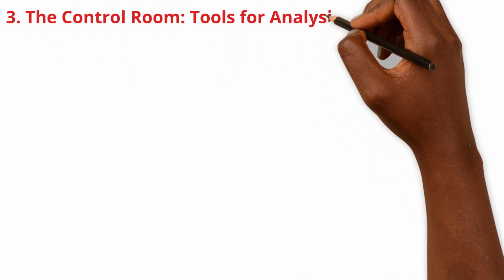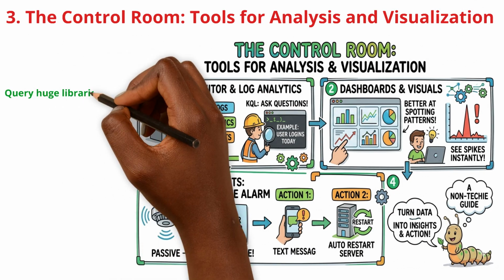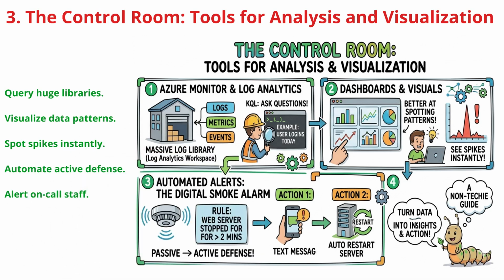Welcome to the control room, the heart of our cloud monitoring strategy. Collecting data is only the first step. The real magic happens when we turn those logs into action. First, we head to the Log Analytics workspace, a massive digital library where every signal is stored and ready for us to ask questions using KQL. But because we spot patterns better in pictures than in rows of text, we use dashboards to turn those numbers into colorful charts, making a sudden spike in traffic impossible to miss.